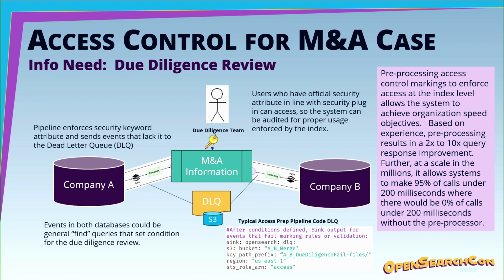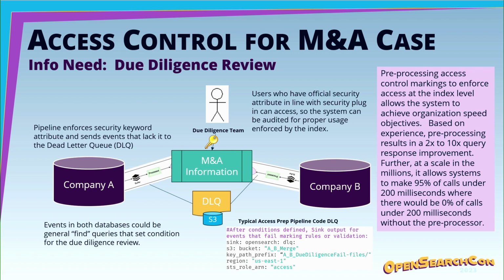So the recommendation here is to mine company A and B data, pipe it into the new index, which would be the M&A information. You'd also use your dead letter queue and S3 for anything that would fail that type of translation. That would then give the due diligence team rapid ability to search and find how that would work.